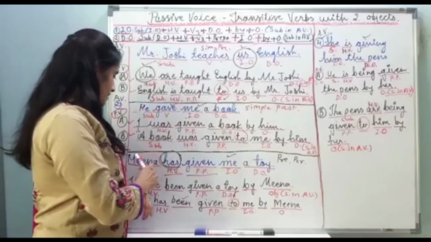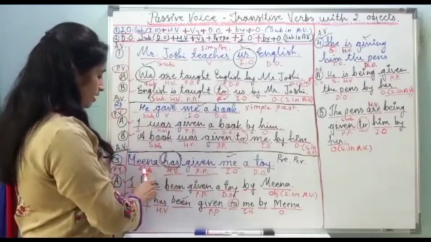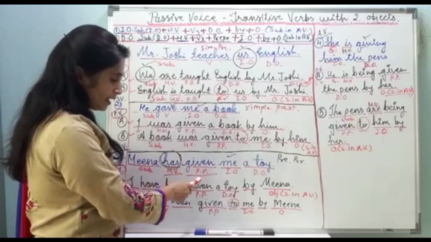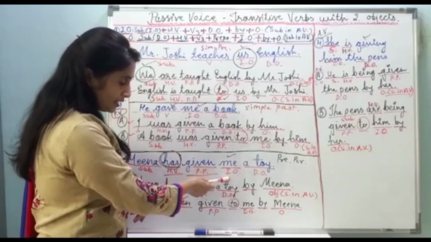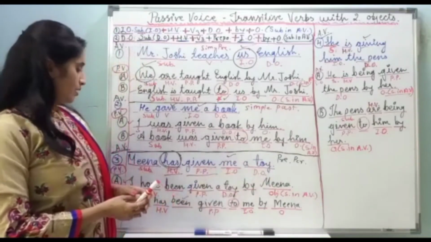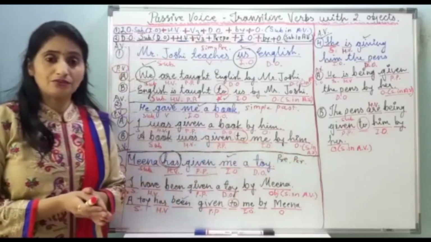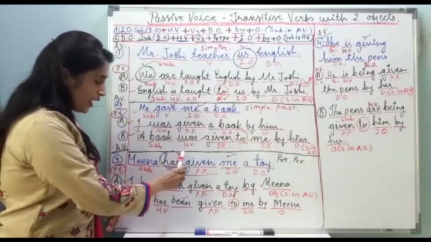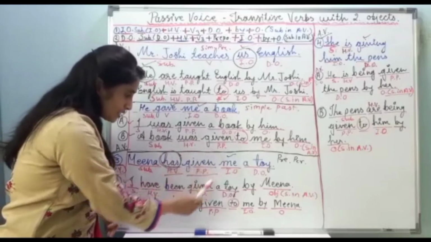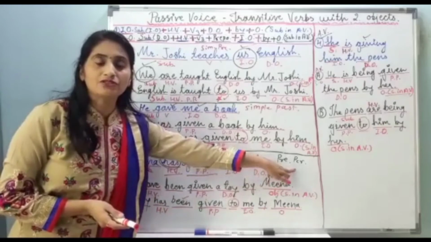The third sentence is Meena has given me a toy. Meena is the subject, has is the helping verb, given is a past participle, then me is the indirect object, and a toy is the direct object. This sentence is in present perfect tense. How to identify it? See here the structure, has plus past participle, has given. Because of this, we can understand that the sentence is in present perfect tense.